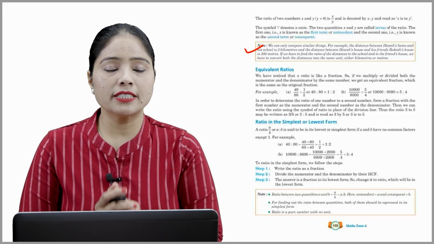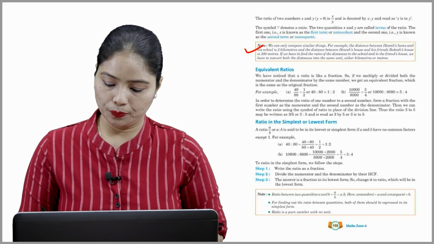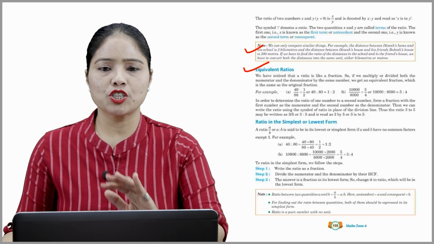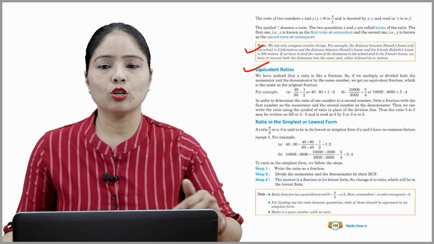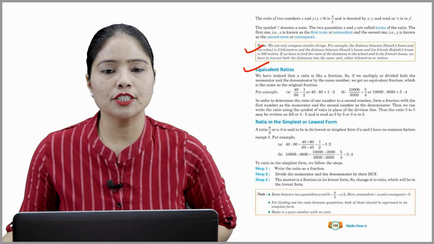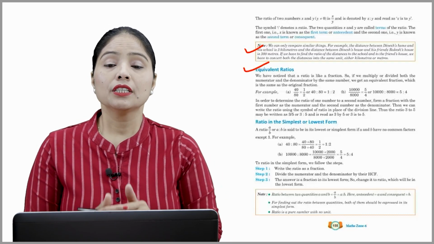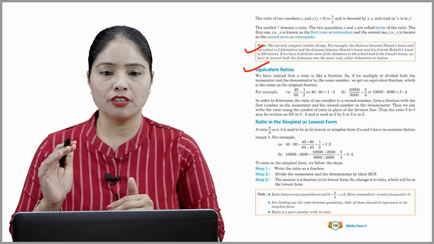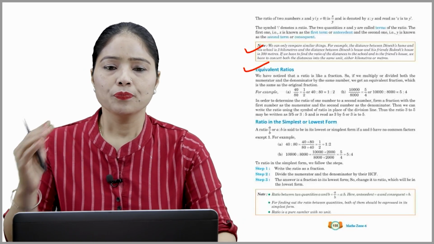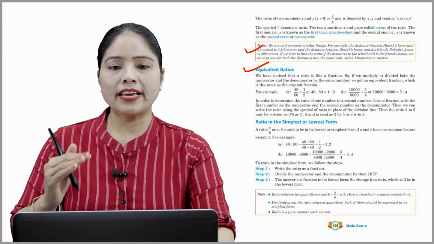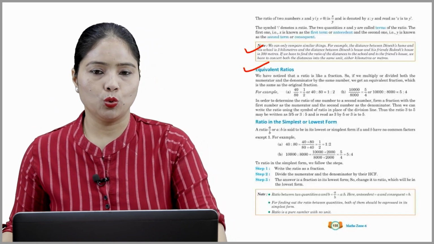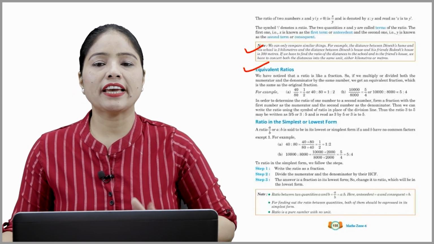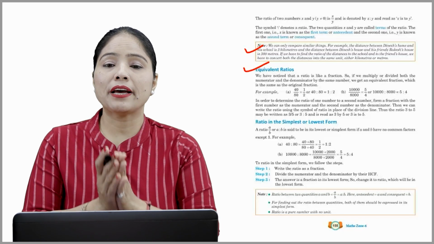Okay, now we just see equivalent ratios. We have noticed that a ratio is like a fraction. So, if we multiply or divide both the numerator and the denominator by the same number, we get an equivalent fraction which is the same as the original fraction. For example, 40 by 80, on simplifying, our answer is 1 by 2. And 10,000 divided by 8,000, on simplifying, our answer will be 5 by 4.